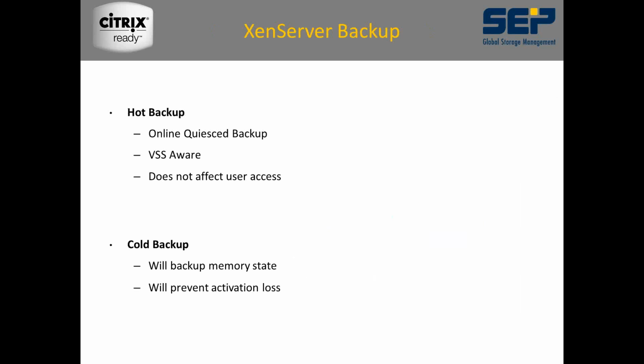We have hot backup, which is online, quiesced, VSS aware, and it doesn't affect user access at all. It takes a basic snapshot, allows you to pull that information off, not affecting any of the users. The cold or warm backup will back up memory state, will prevent activation loss. It does pause the system momentarily while it grabs that information, so it's a more complete backup, and that may be something that you do once a month, once a week, whatever works well for you, but both options are available.